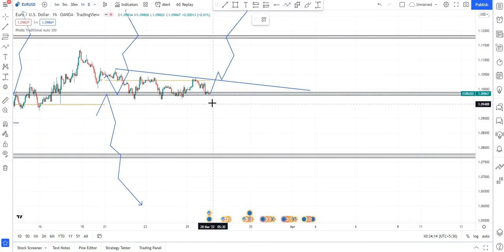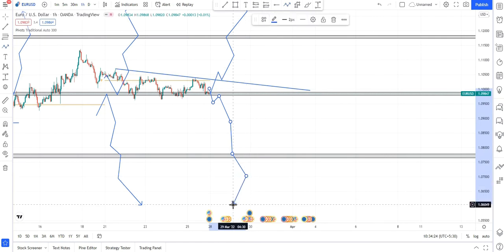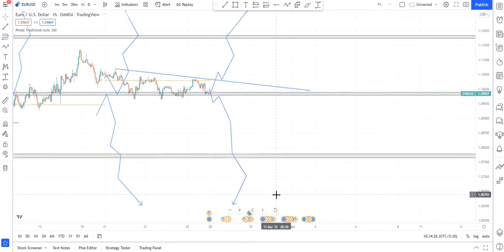You can see here also, if it breaks and comes downside, then our first target will be this, second target, third and fourth. These are the four targets.